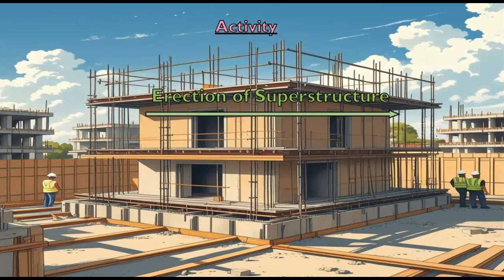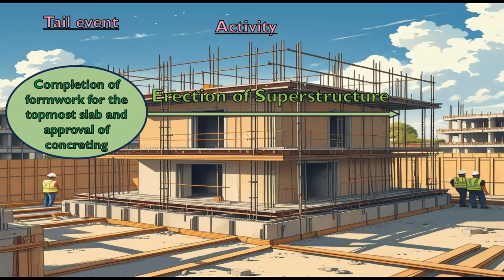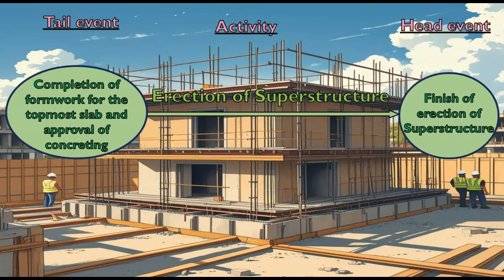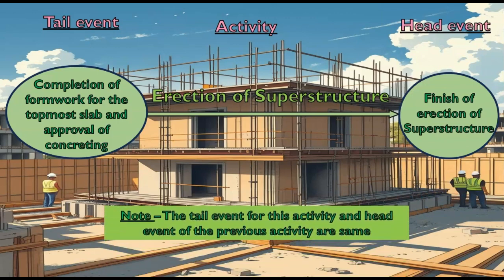The next activity is erection of superstructure. The tail event is completion of formwork for the topmost slab and approval of concreting, and the head event is finish of erection of superstructure. And we have to note that the tail event for this activity and the head event of the previous activity are same.